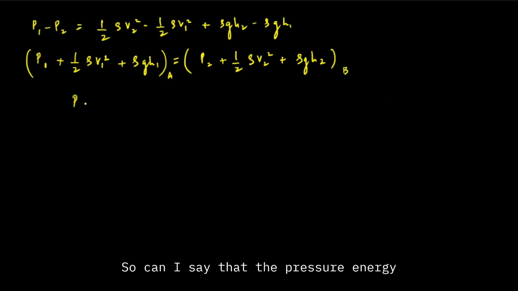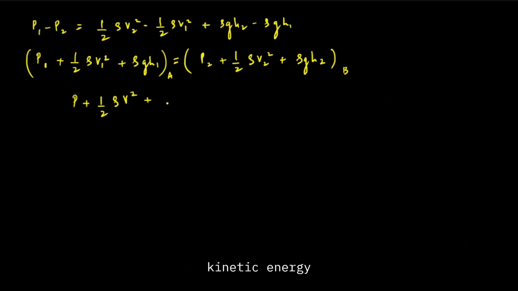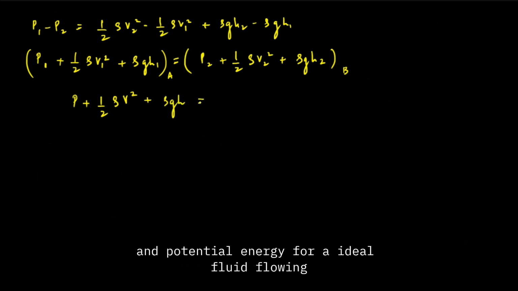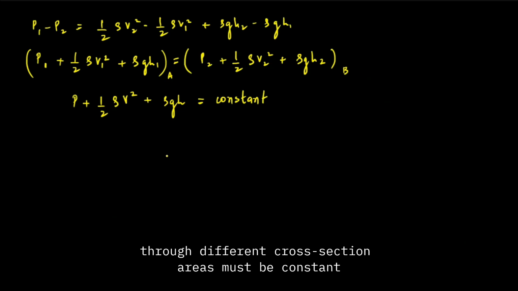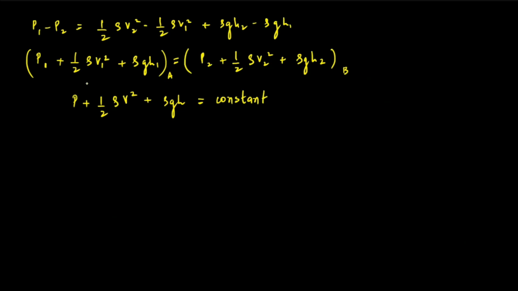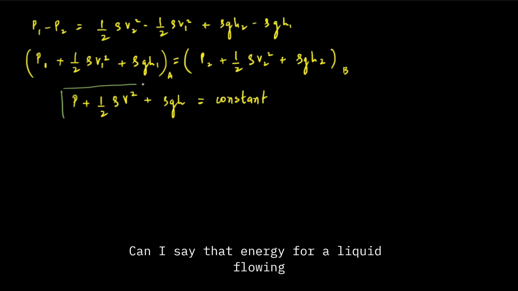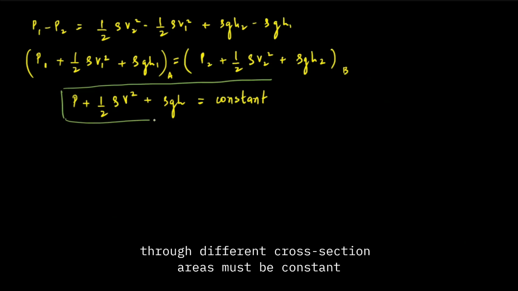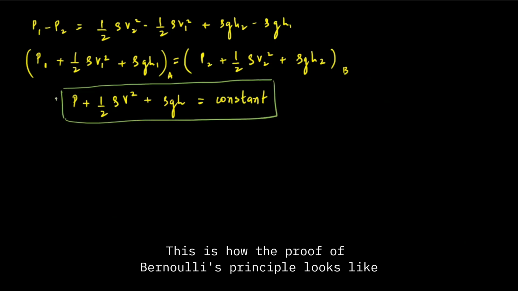So can I say that the pressure energy, kinetic energy and potential energy for an ideal fluid flowing through different cross-section areas must be constant? Can I say that energy for a liquid flowing through different cross-section areas must be constant? So this is how the proof of Bernoulli's principle looks like.